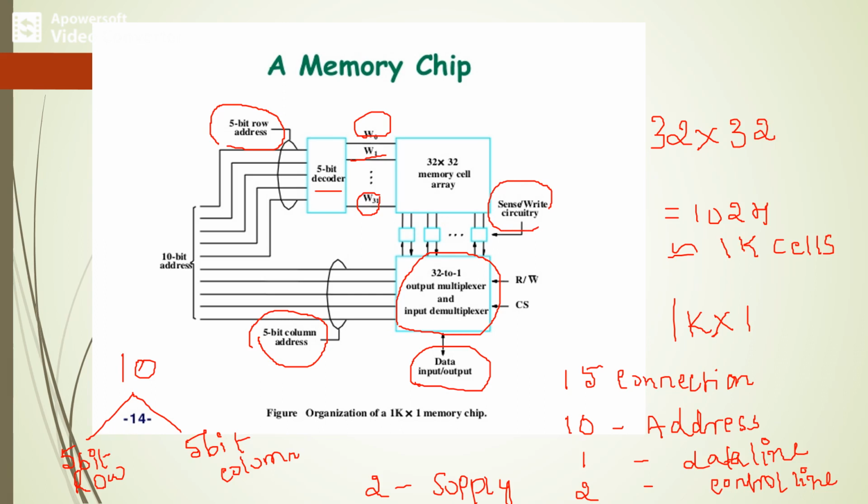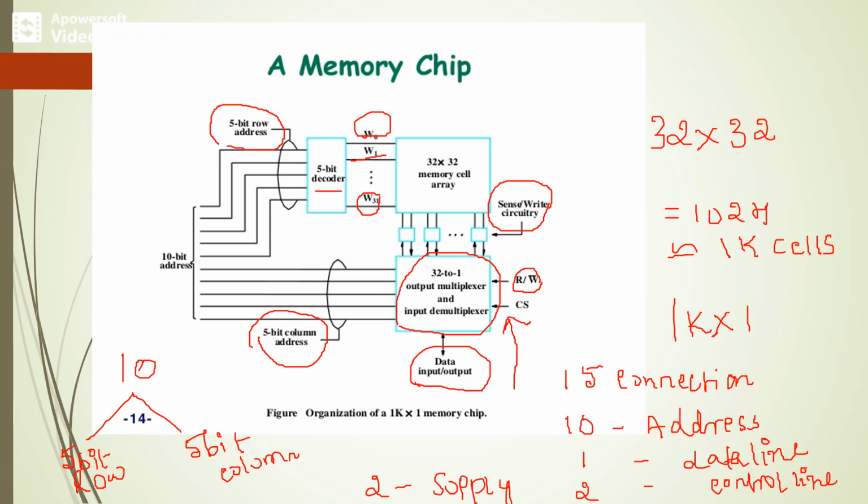To the memory cell array, a sense/write circuit is connected, and depending upon the type of operation, we can perform either read or write operations. If it is a read operation, the data will be copied from the memory cell into the data lines. If it is a write operation, the data will be copied from the data lines into the memory cell.